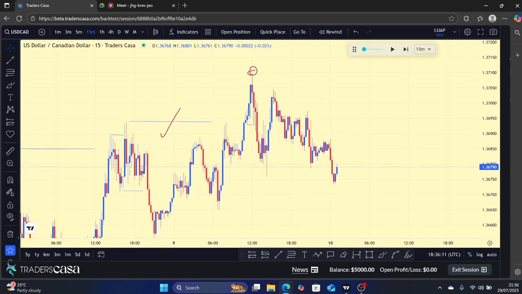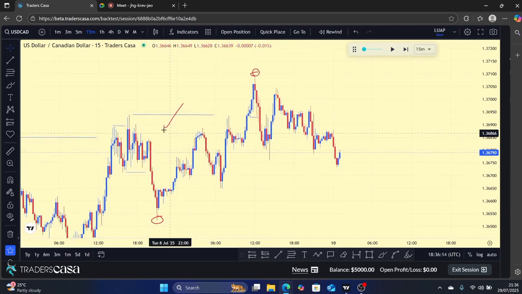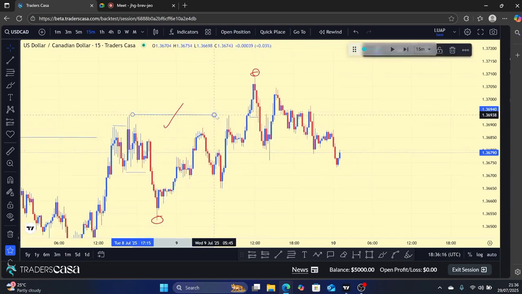Yeah, major inducement because it occurred above the breakout structure. You can clearly see here is our breakout structure, and this occurred after the breakout structure.